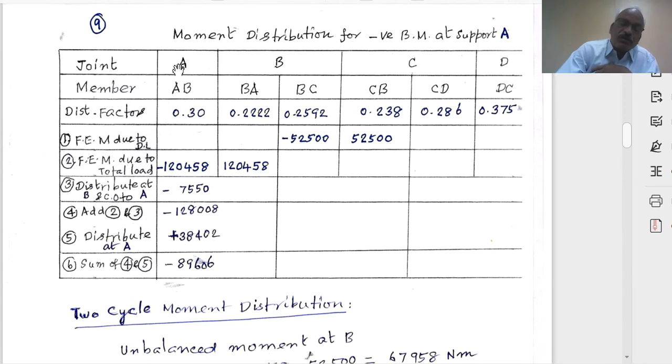See, when you distribute to AB, what you have to do is apply plus 120,458, the carryover of that value, plus 120,458 into 0.3. That will be the moment that is distributed. So, that will cause carryover only to the member BA. Only to the member BA.